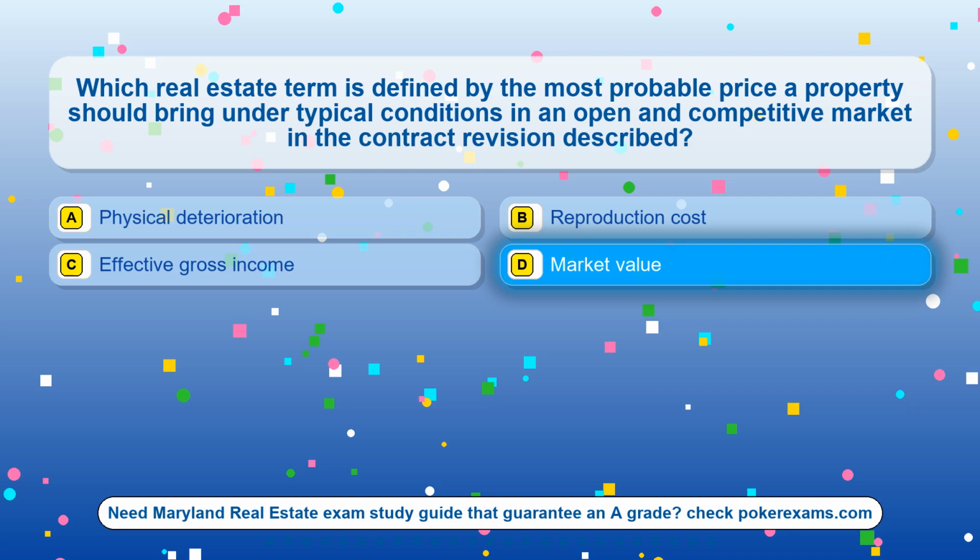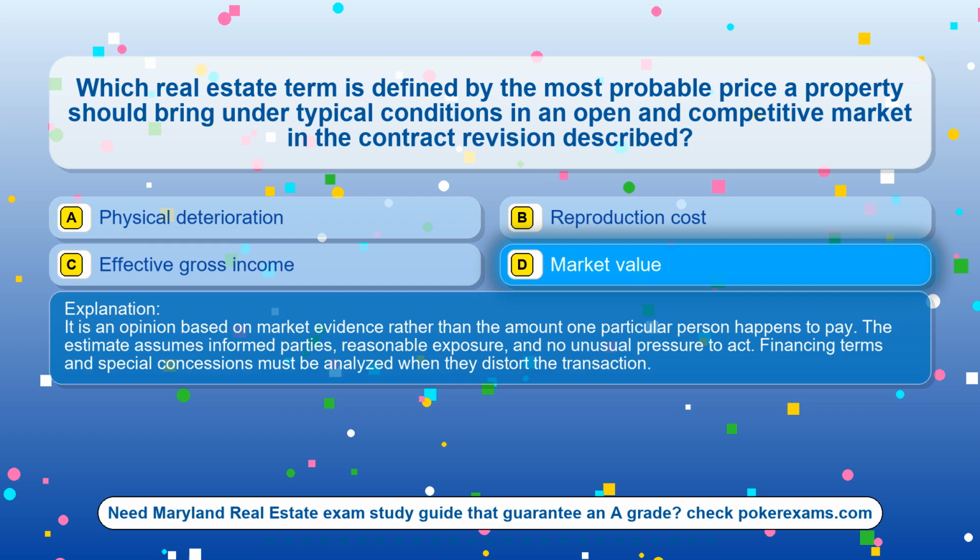The correct answer is option D, market value. It is an opinion based on market evidence rather than the amount one particular person happens to pay. The estimate assumes informed parties, reasonable exposure, and no unusual pressure to act. Financing terms and special concessions must be analyzed when they distort the transaction.